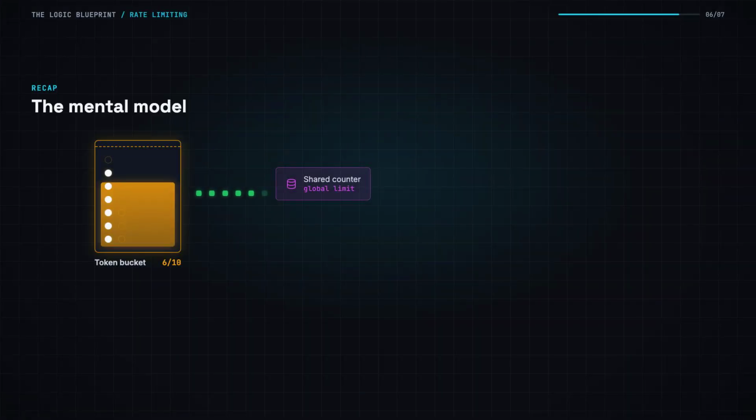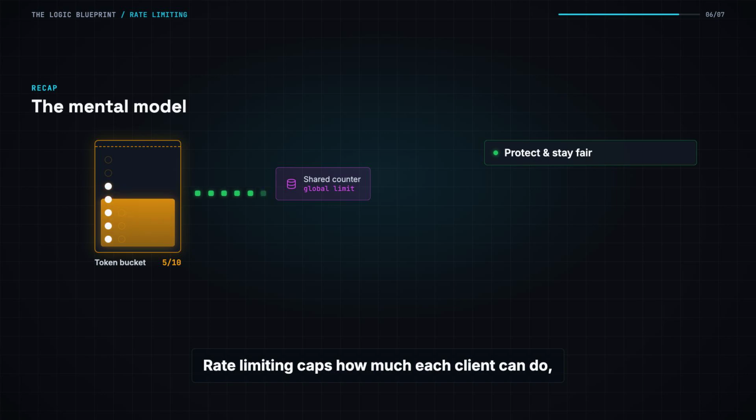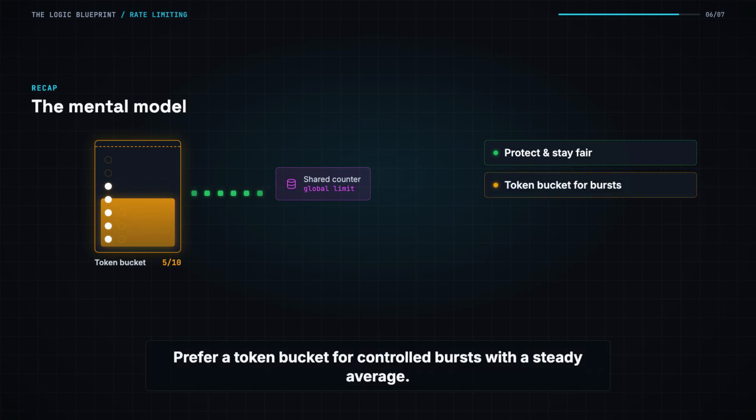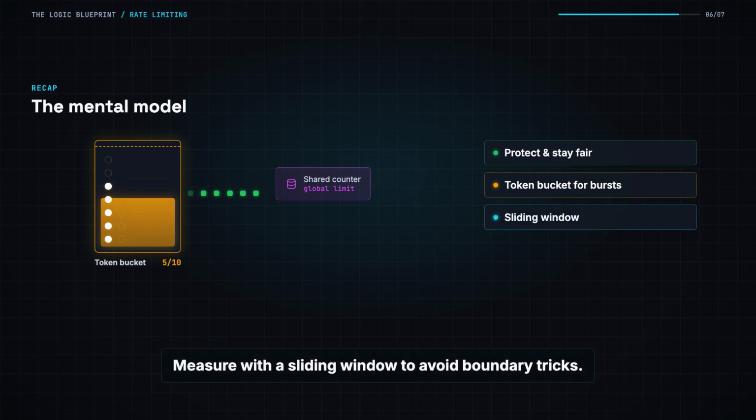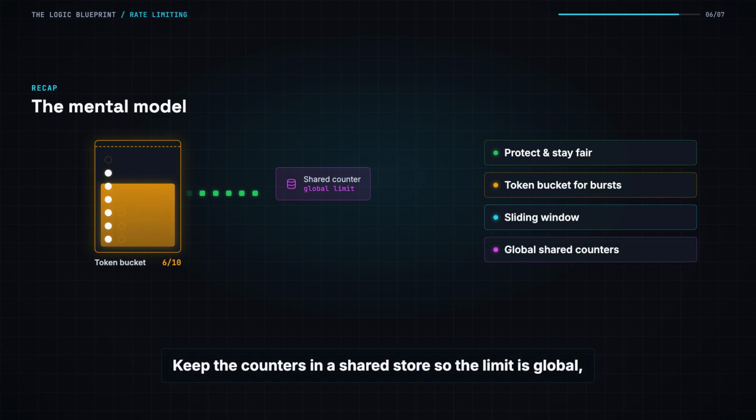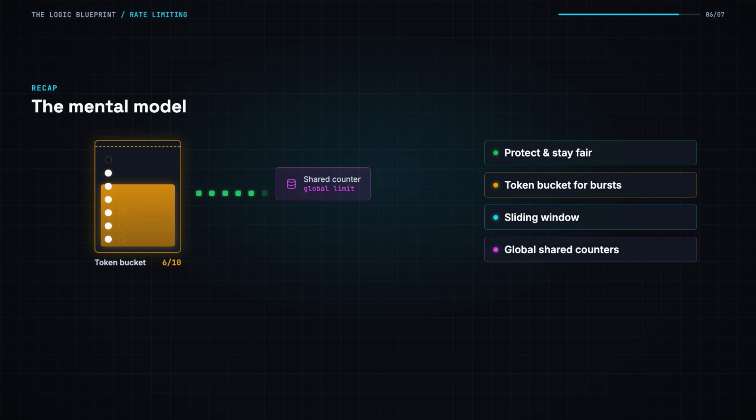The mental model: rate limiting caps how much each client can do to protect the system and keep things fair. Prefer a token bucket for controlled bursts with a steady average. Measure with a sliding window to avoid boundary tricks. Keep the counters in a shared store so the limit is global, and reject over-limit requests clearly.